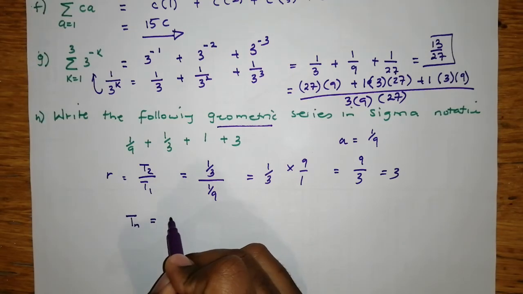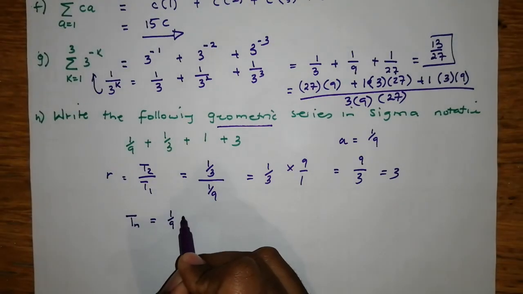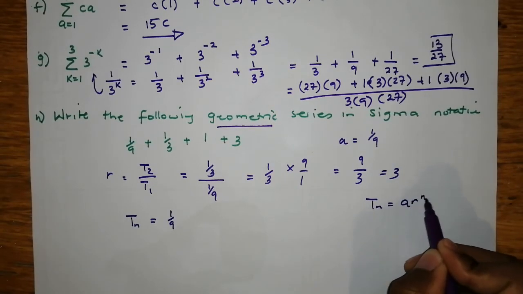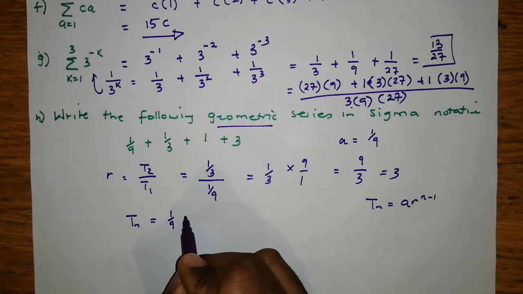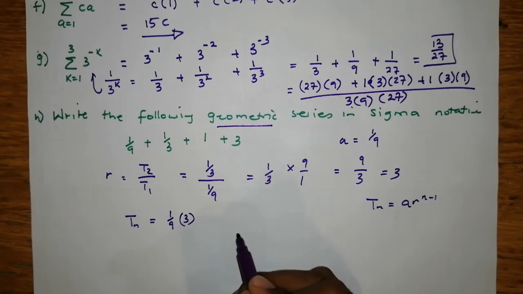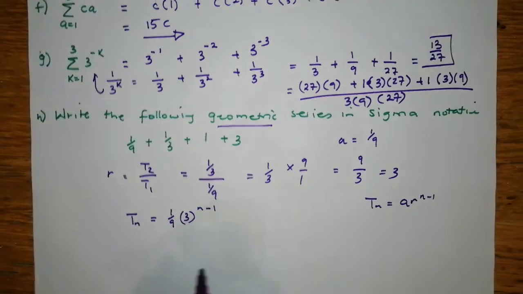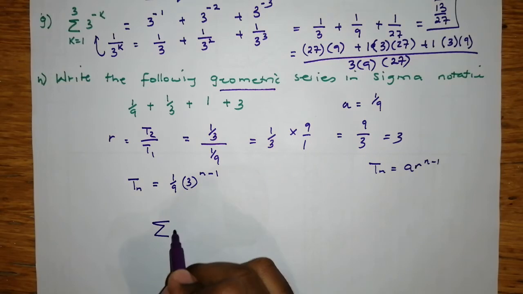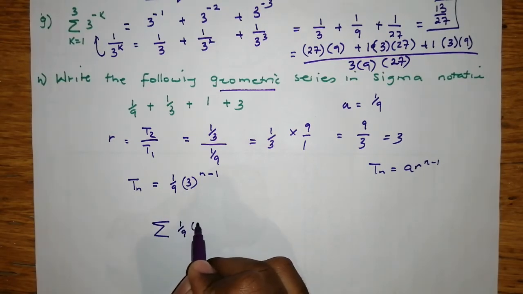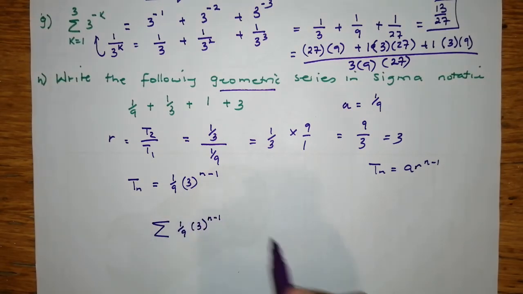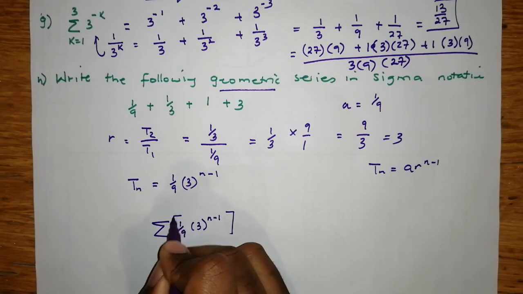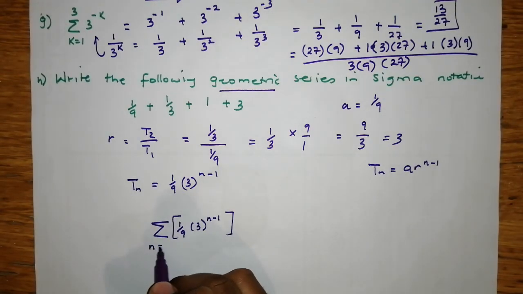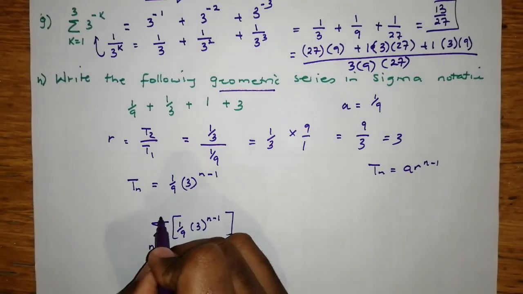Tn is going to be, A is 1 over 9. And you know, guys, that Tn is equal to A r to the n minus 1. So r is equal to 3, and then to the n minus 1. Now when you write it in sigma notation, we're going to put our Tn here, 1 over 9 multiplied by 3 to the n minus 1. Just for safety's sake, guys, you can put all of this in brackets. Then our n will start somewhere and end somewhere.